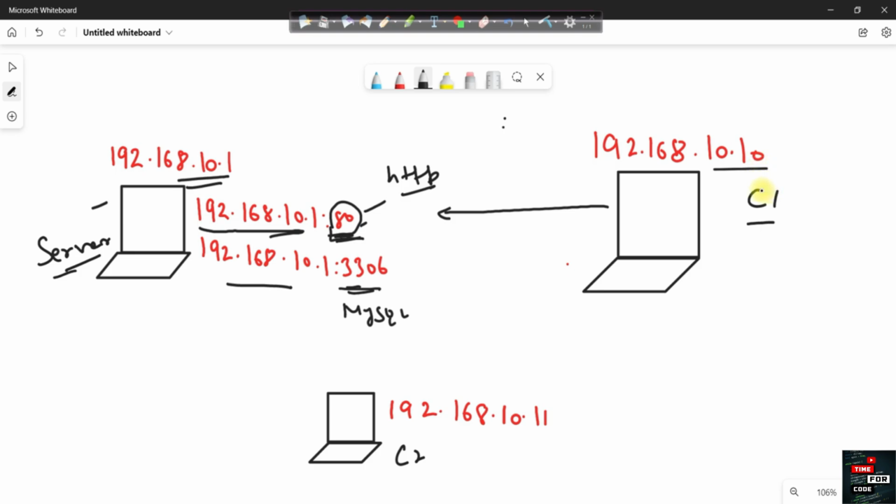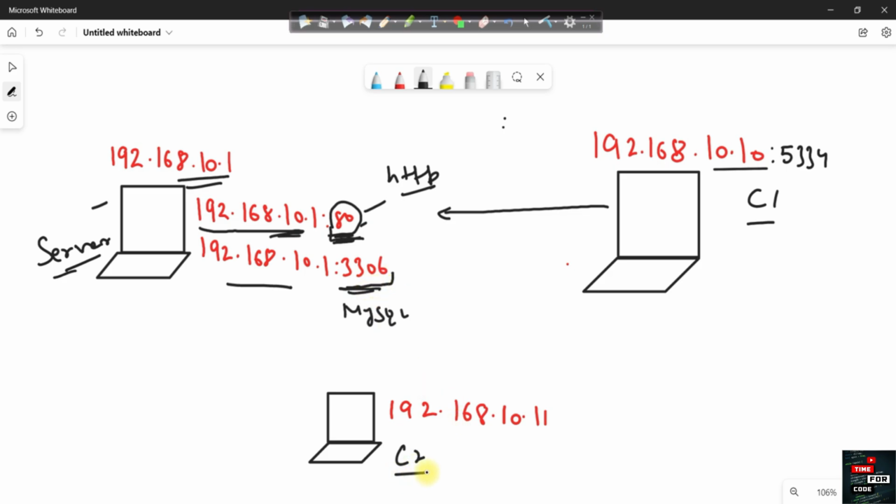So this client connects to this IP address and this port number, but for the communication purpose, this client creates a random port, say 5334. This is a random port created by the client, and this random port will be constant for the entire communication. This server port is known to everyone.